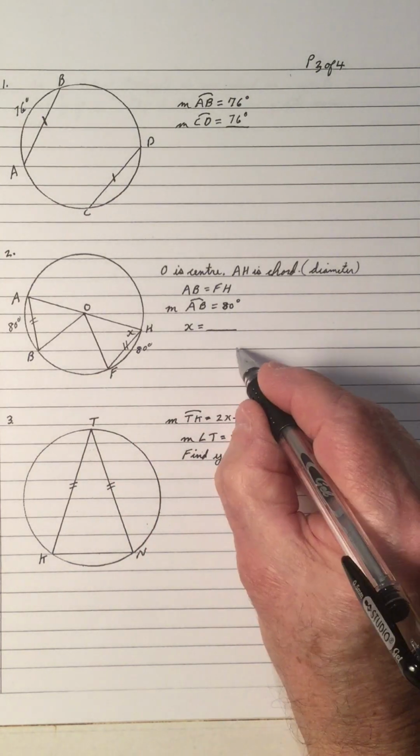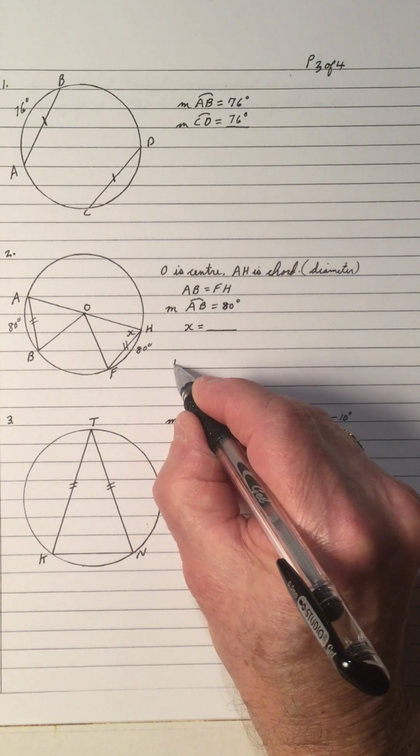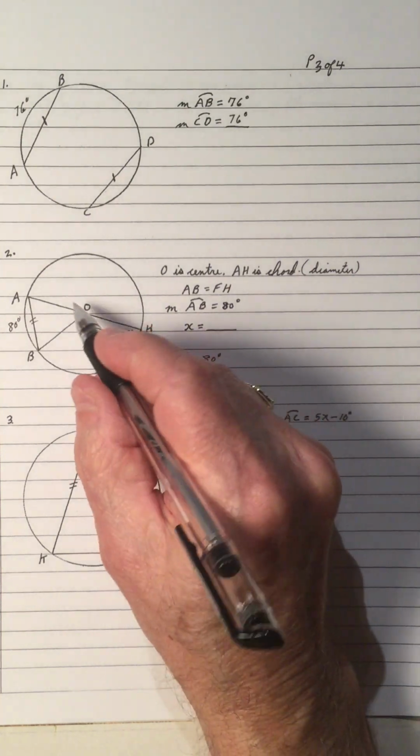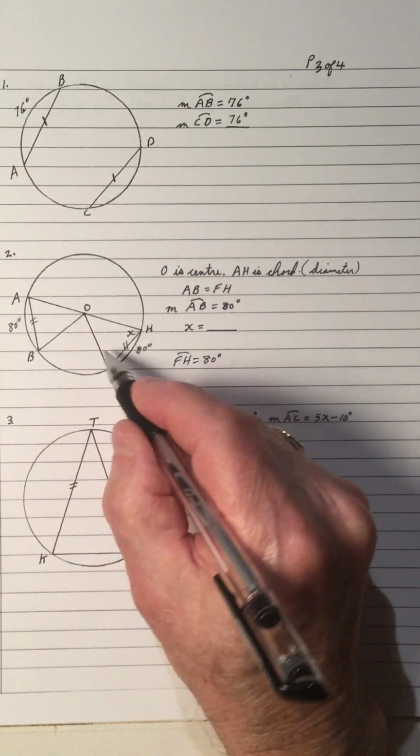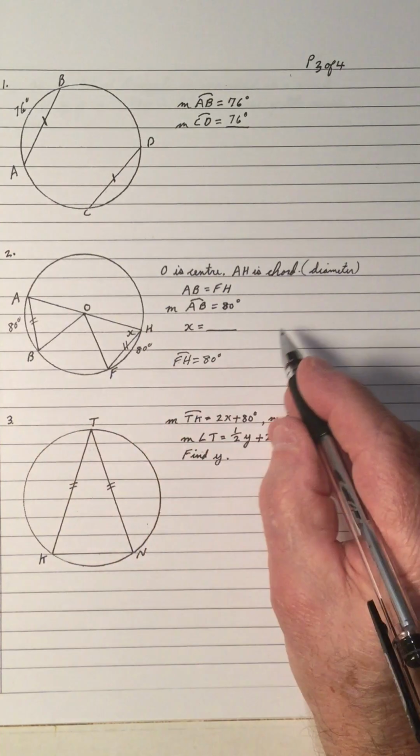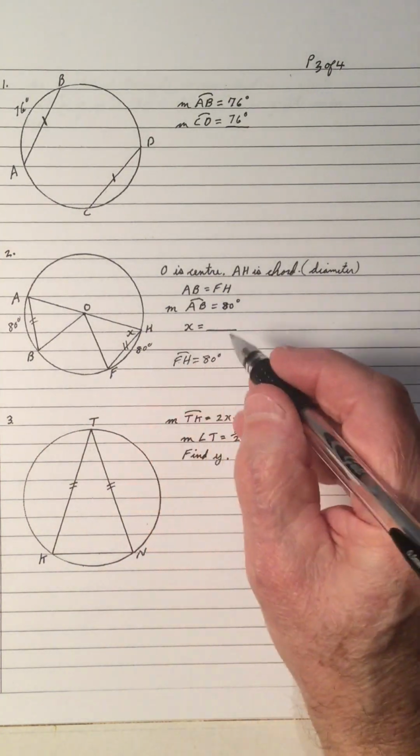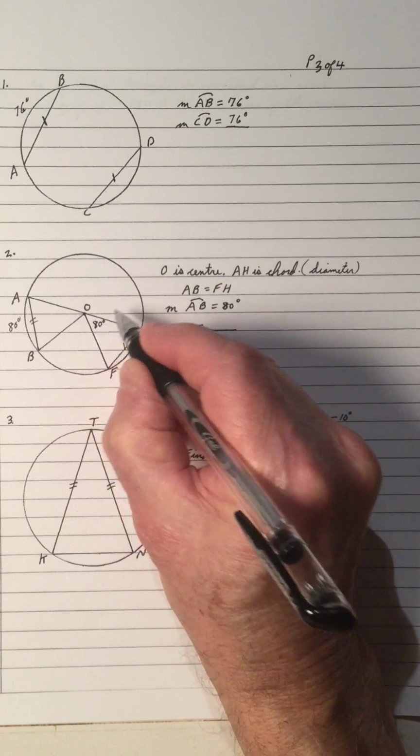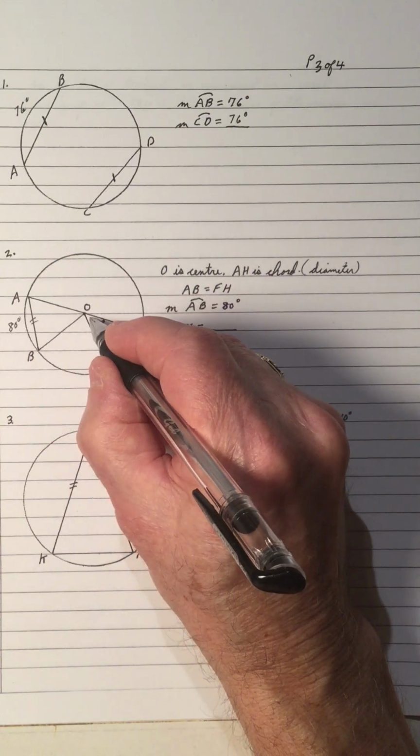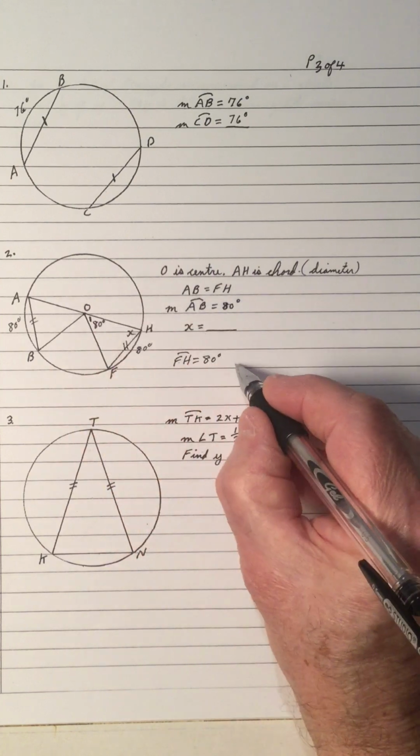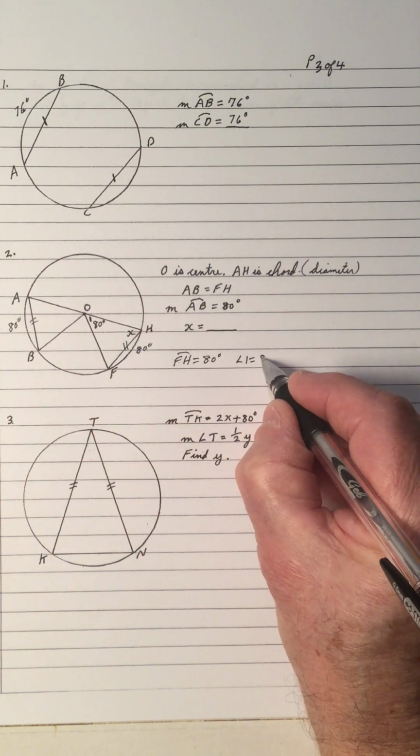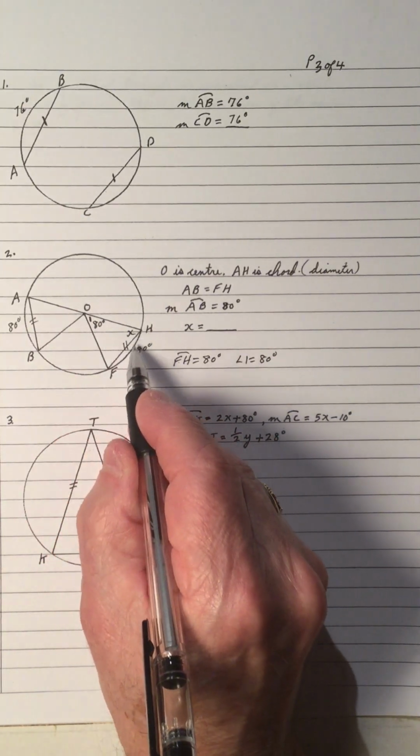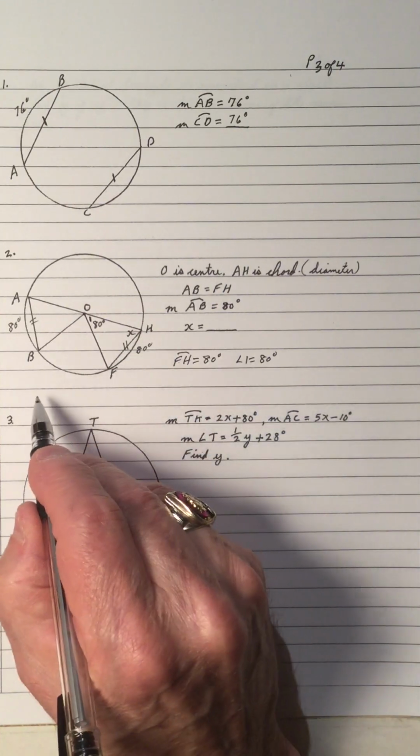So we have the arc FH is 80, because these two chords are equal, and equal chords intercept equal arcs. So this angle is 80. That means that this angle at O, the central angle, this angle is 80. So let's name this angle as 1. So angle 1 is equal to 80 degrees. Reason? Because the central angle and the intercepted arc have the same measure.